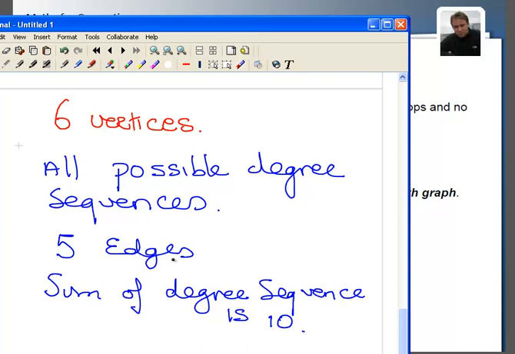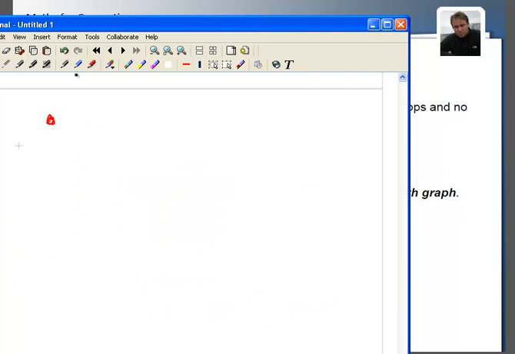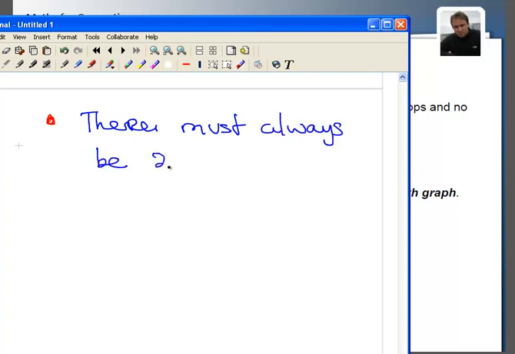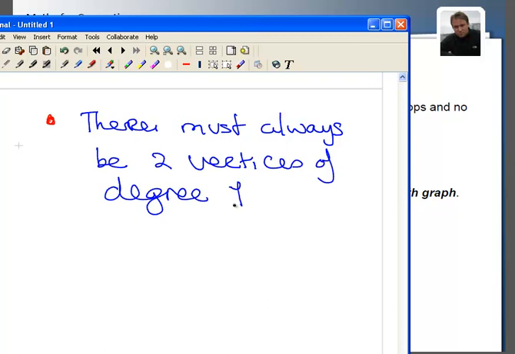Now, there is a consequence of the definition that I'm going to introduce shortly, but I'll state it now: there must always be 2 vertices of degree 1. Now, I've just dropped that in there out of the blue. I'll come back to that shortly, but it's a handy one to know. And what we're going to do now is try and come up with all degree sequences possible.